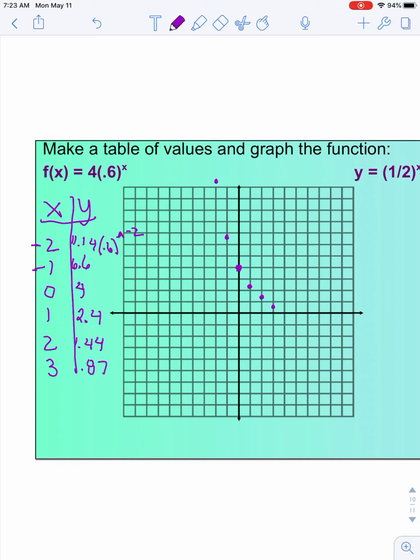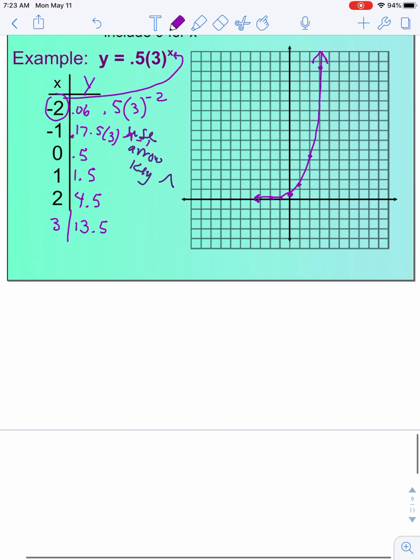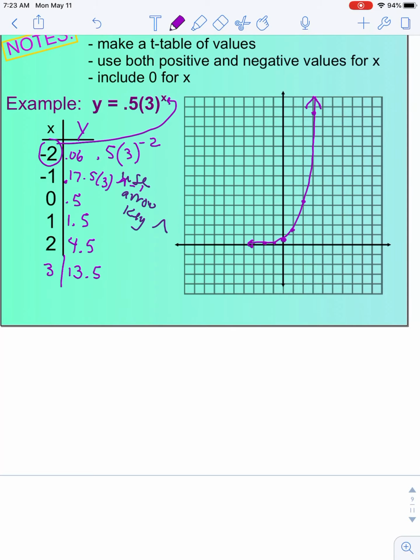So you might want to add other values, but it's just going to get closer and closer and closer to that x-axis. Notice some are curving the other direction. Start to notice why you think that's happening. What part of the equation is different that's making that happen? Don't forget arrows on each end, but notice this one was going sort of up, okay?